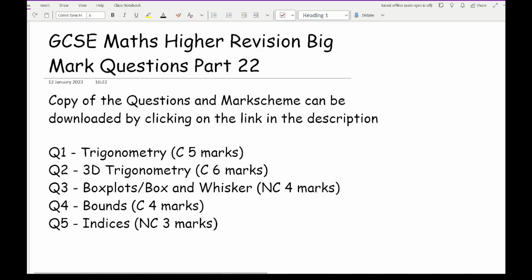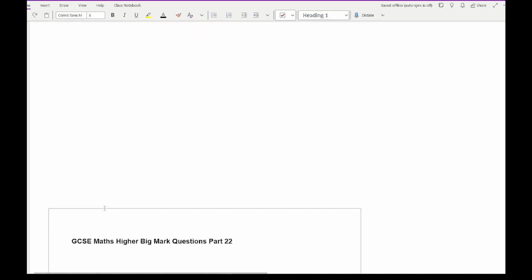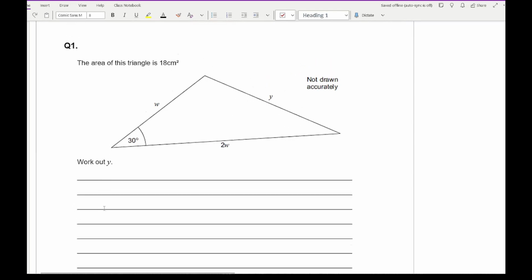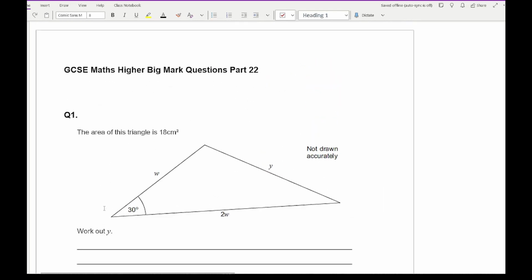So enough of me battering on, let's have a look at question 1. Now again, if you've not had the opportunity or the facilities to print off any of these questions to have an attempt at, then all you simply need to do is pause the video and have an attempt at the question, then unpause and see if you got the same answer. So let's have a look at question 1.